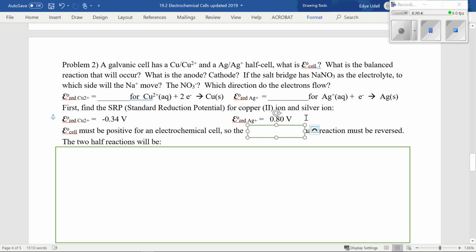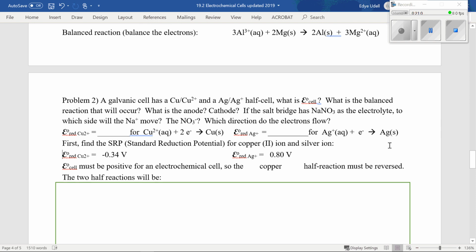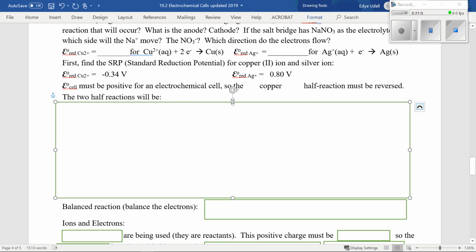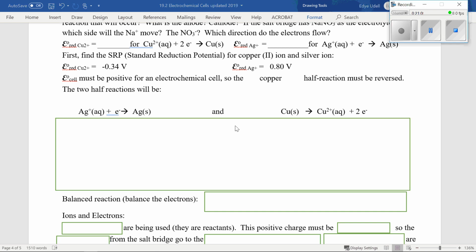And I just noticed I had the wrong sign on the silver. Silver is positive 0.80. So you decide which one of these to reverse, and we need to reverse the more negative half cell potential, which would be the copper side. So we're going to reverse the copper half reaction. And the two half reactions are going to be our silver half reaction. Okay. So we have our half reactions. We reverse the copper reaction.